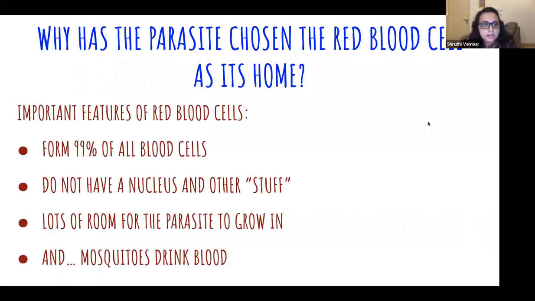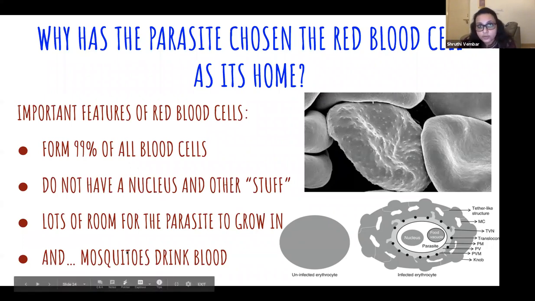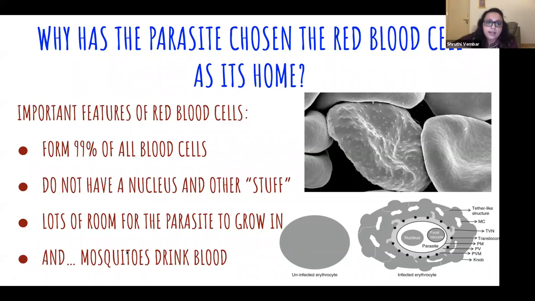So let me end by saying the reason all of you pointed these reasons is because in the blood, 99% of the cells are red blood cells, right? So it's the highly abundant cell that is found. Someone already mentioned that they also do not have a nucleus and other stuff, so there's a lot of room for the parasite to grow in. And of course mosquitoes drink the blood, so if it has to find another new host, it has to be inside the blood.